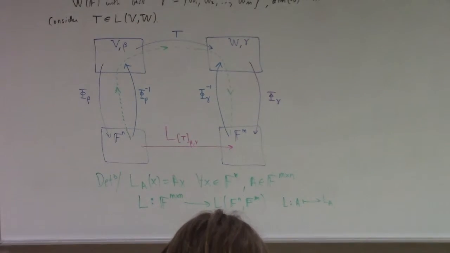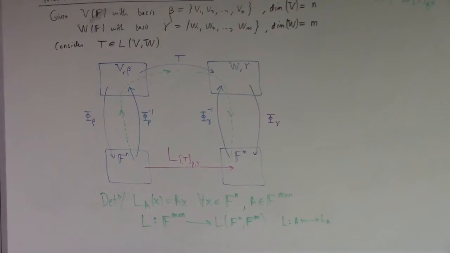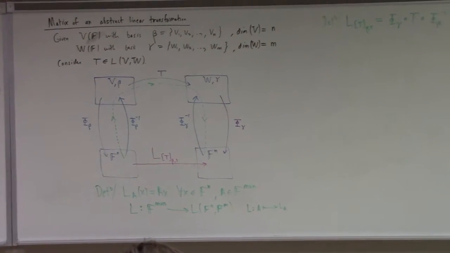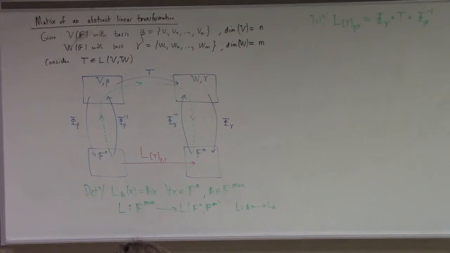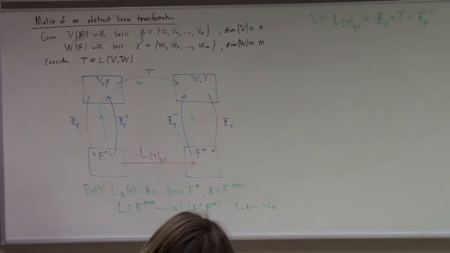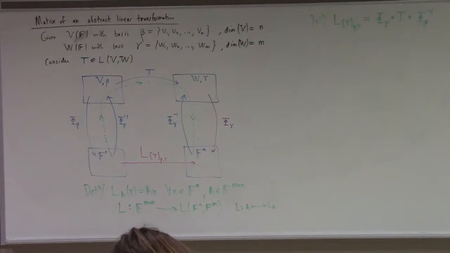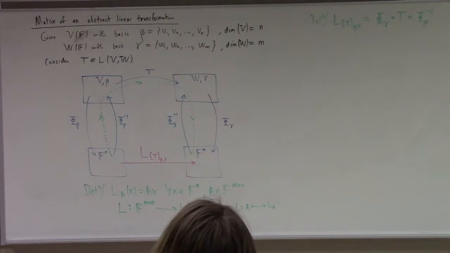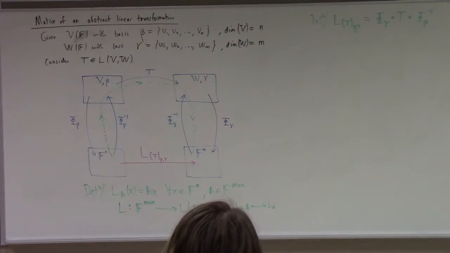Is it possible to trade a linear transformation for a matrix? Yes. That's the standard matrix map. The inverse of this is just the process of finding a standard matrix from a given linear transformation. In fact, this is an isomorphism. There's an isomorphism between the set of m by n matrices and the set of linear transformations from Fn to Fm.